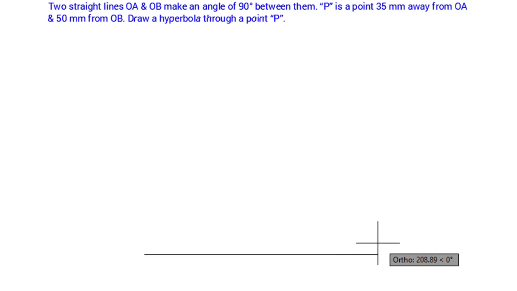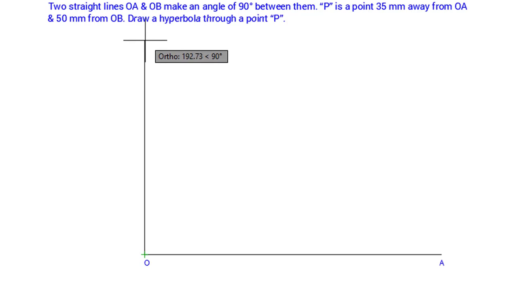We will draw a horizontal line of any dimension, and after that we will name the end points of that line by point O and point A. Now from point O, draw a perpendicular line of any dimension, and after that name the end point of that line by point B.